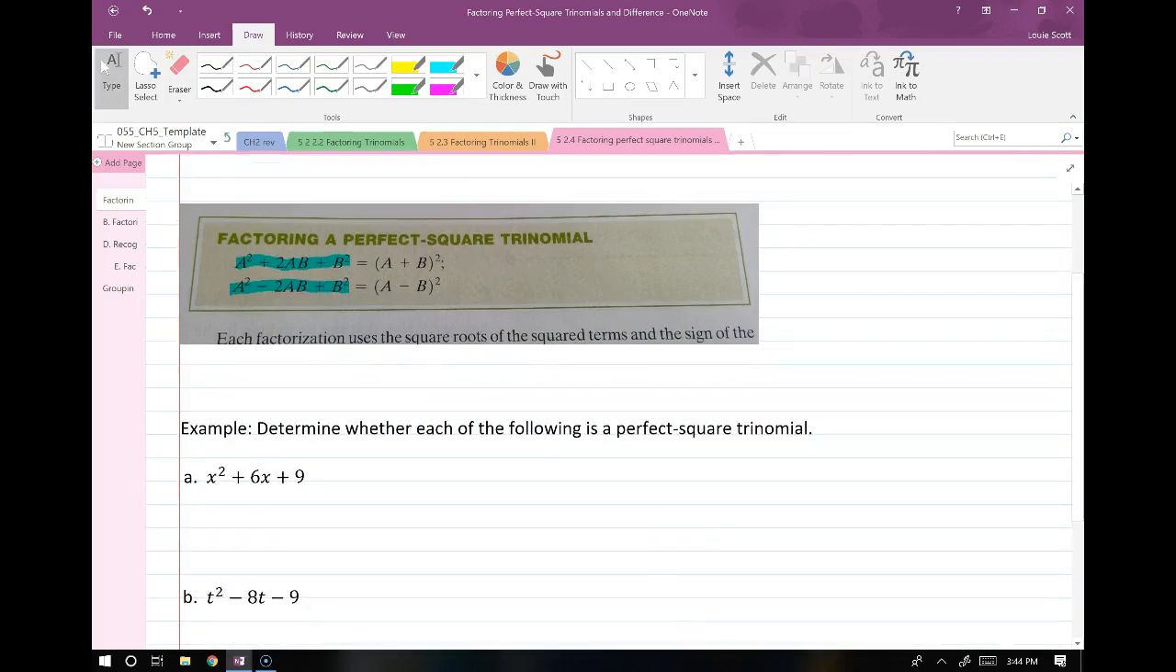Okay, so for this first one, x squared plus 6x plus 9, if I want to determine if this is a perfect square trinomial, first I identify a. A equals x in this one. Then I identify b. B equals 3 in this one. Be careful, right? Because the capital B should be the square root of this last term, not the last term itself. So my b is equal to 3 and not 9.